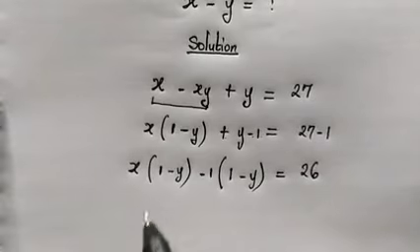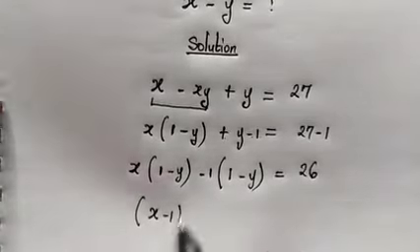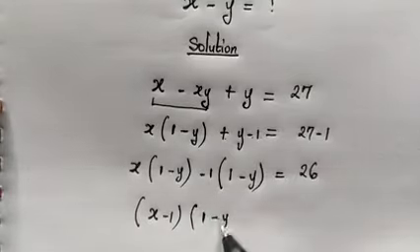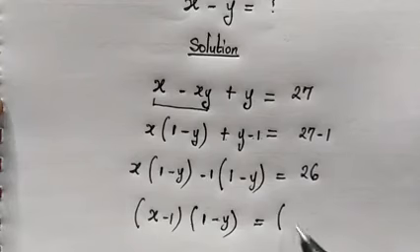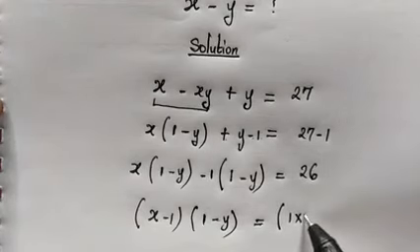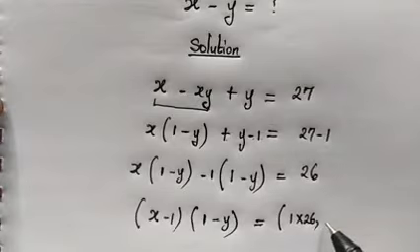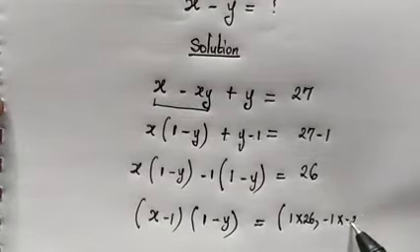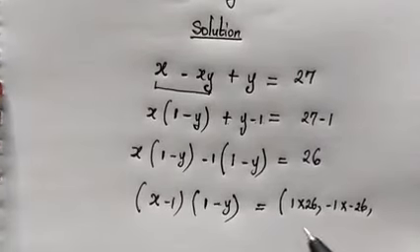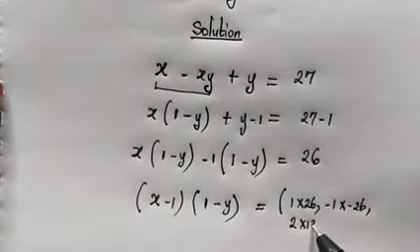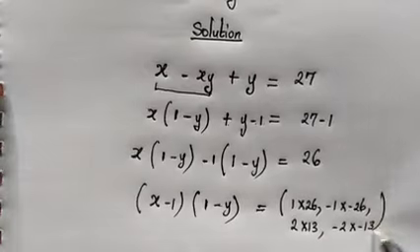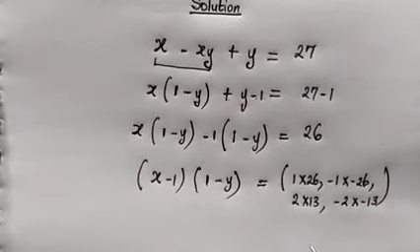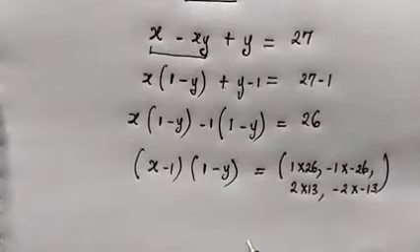So we can see the left hand side is factored into x minus 1, multiplied by 1 minus y, and this is equal to 26, which can be factored as, first, 1 times 26, right? So we have -1 times -26. Okay, so we have 2 times 13. Then we have -2 times -13. So we have these 4 possibilities, right?